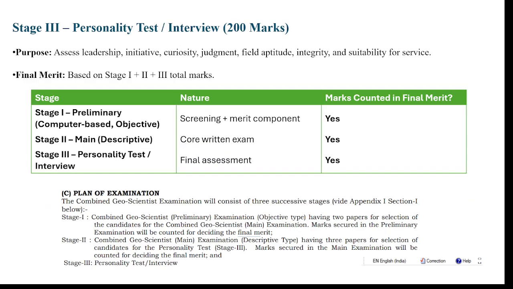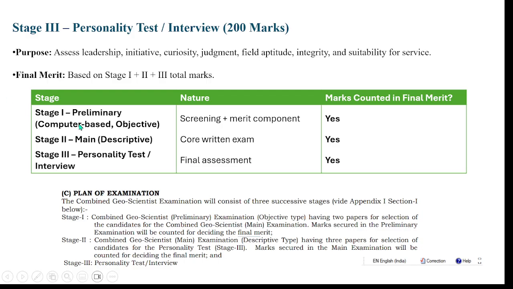After clearing this, you will appear for stage 3, which is a personality test, or we can say the interview. It consists of 200 marks. The purpose of this is to assess your leadership, how you take the initiative, whether you are curious, how you are able to make judgments, your field aptitude, your integrity and suitability for the service. So the final merit list is going to be based on the total marks of all these three stages.